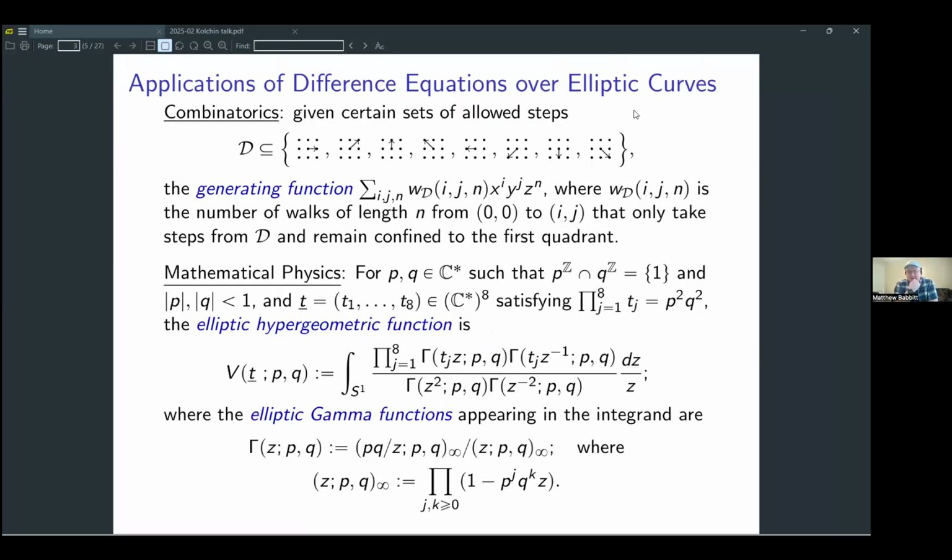Another application is in mathematical physics, where you have these elliptic hypergeometric functions studied by Spiridonov. They're expressed as these huge complicated things, but it turns out that Spiridonov showed that these satisfy a difference equation over elliptic curves. So I'm interested in difference equations over elliptic curves and more specifically their summability. And it's interesting that they have all these applications, and I'm very eager to see where this will lead.